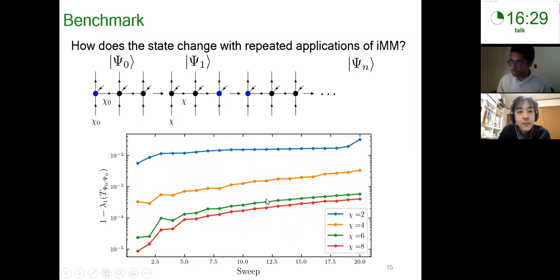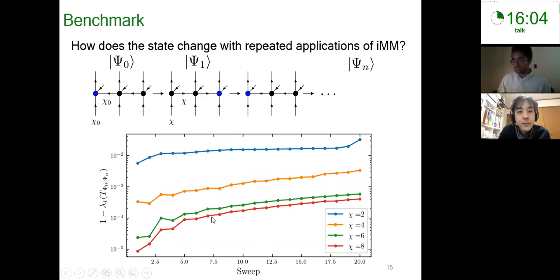and that allows us to see the following results. So what we've done is calculate 1 minus the largest eigenvalue of the mixed transfer matrix between our original ISO-TNS and our current ISO-TNS after n sweeps of Moses move, as a function of the sweep number. And additionally, we've shown how this scales as a function of the bond dimension chi. So we're changing the bond dimension of the ISO-TNS.